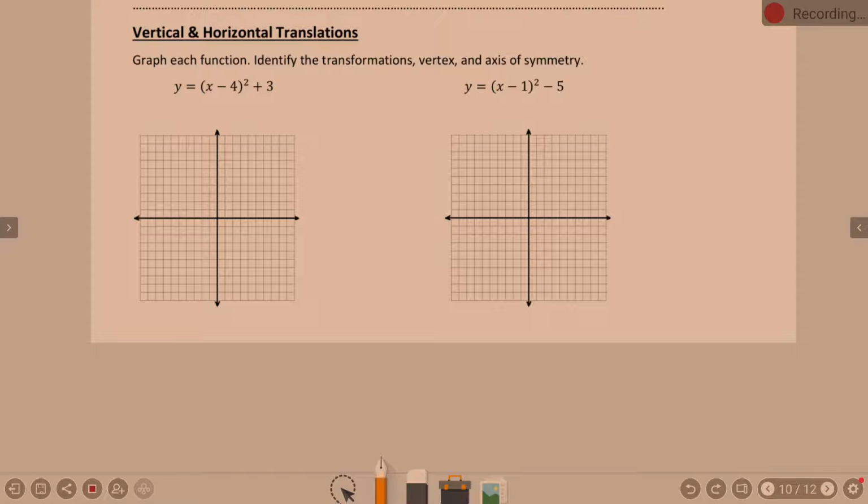First set of examples. It looks kind of similar to our last set of notes. I just changed the examples out. Graph each function, identify transformations, vertex, and axis of symmetry. y equals (x minus 4) squared plus 3.